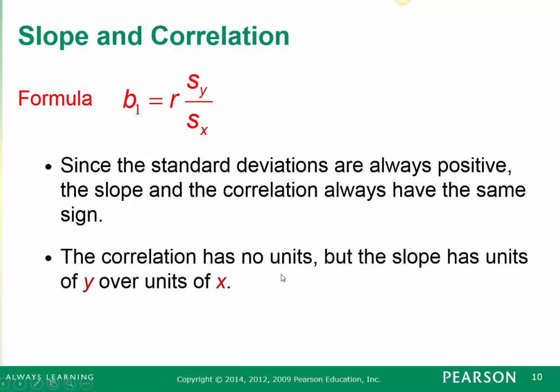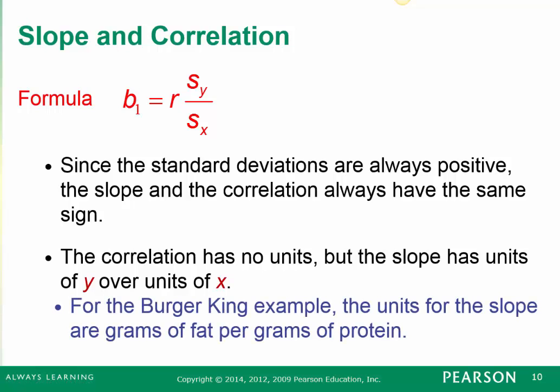And remember, the correlation had no units, but the slope has units of the units of y over the units of x. So for the Burger King example, the units for the slope would be grams of fat, what we were trying to predict, per grams of protein.